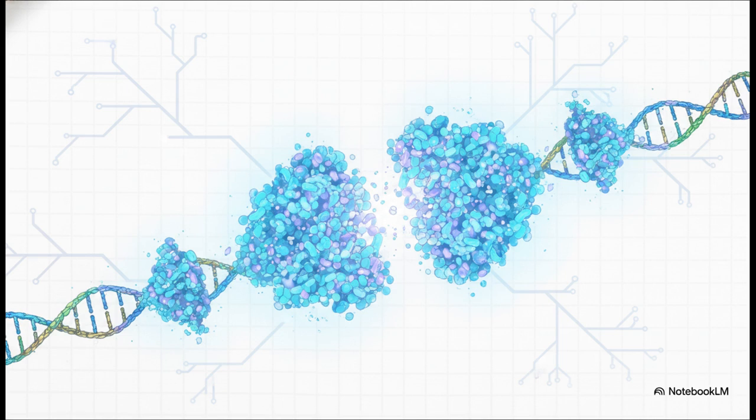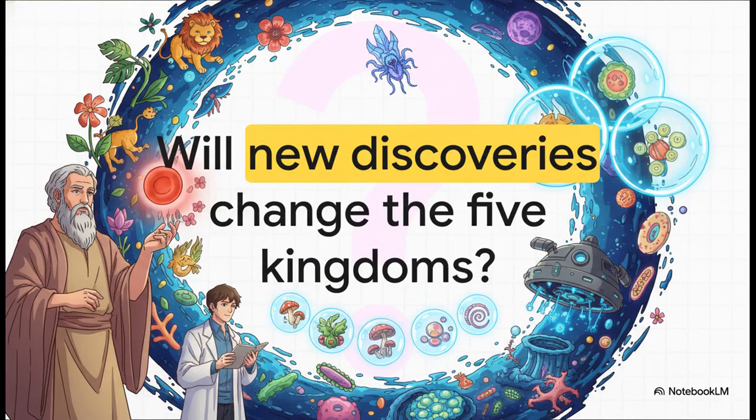For example, a newer three-domain system has already been proposed that takes our very first group, Kingdom Monera, and splits the bacteria into two entirely separate domains, resulting in a six-kingdom classification system. Which leaves us with a pretty fascinating question to ponder. We have gone from Aristotle looking at red blood, to Linnaeus looking at just plants and animals, to Whittaker's five kingdoms, and now to three domains.